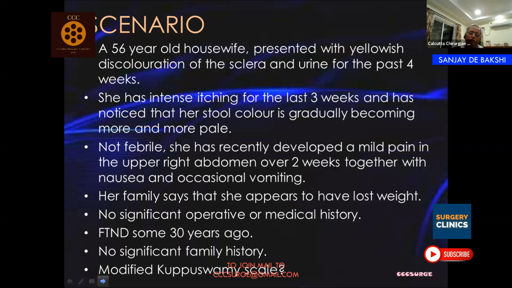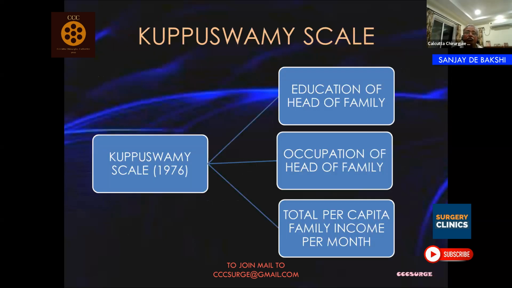Now I need one of you to just tell me the 3 things that the Kuppuswamy scale depends on, because you won't get to the CT scan unless you are completely comfortable with this. So, modified Kuppuswamy scale. Anyone? The profession, education, and income of the head of the family. Great, absolutely. So quite right. 1976: education, occupation, and total per capita family income. So that is something that you have to remember.